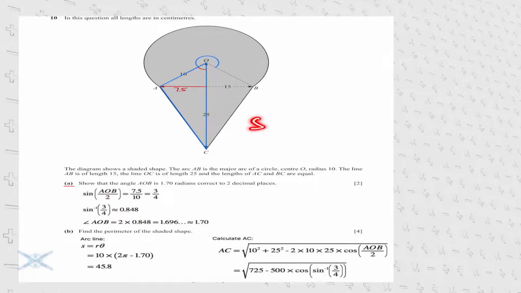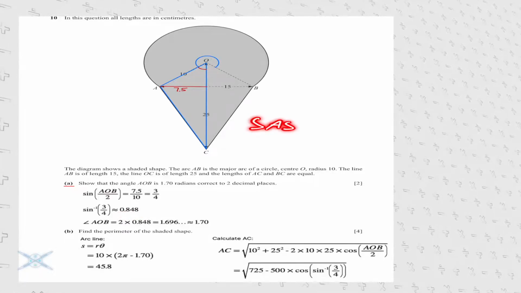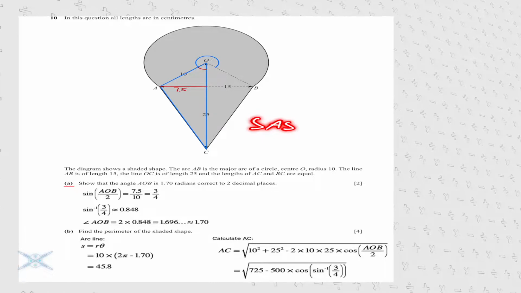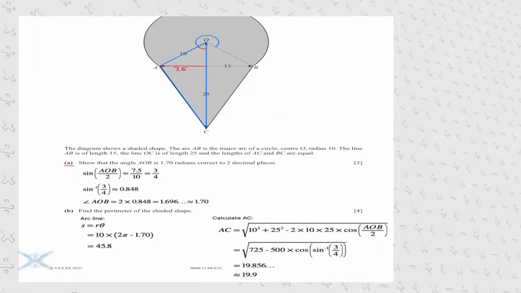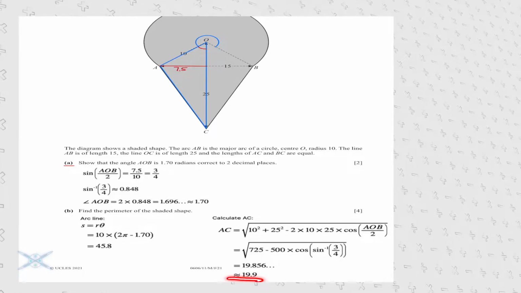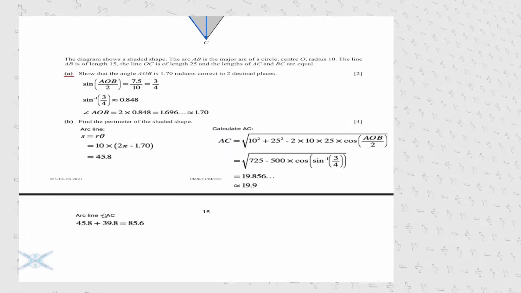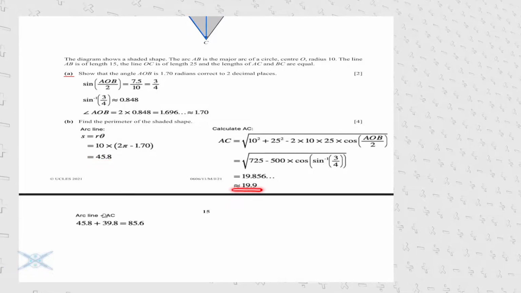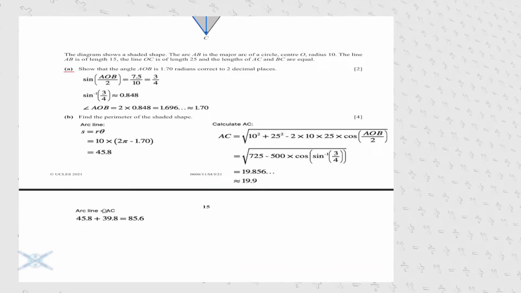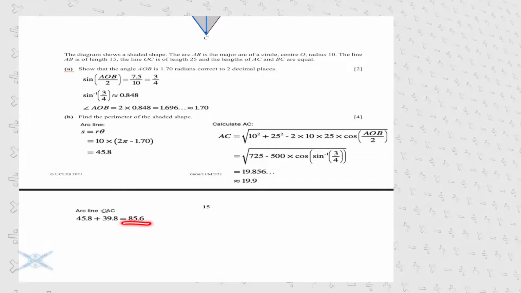So now, since we are working with an SAS triangle, we will employ the cosine rule and plug in our values accordingly. Doing so lets us conclude that AC is approximately 9.9 centimeters. In a final step, we now just need to add up the lengths of the arc line and twice that of AC, and can conclude that the size of the perimeter is 85.6 centimeters.